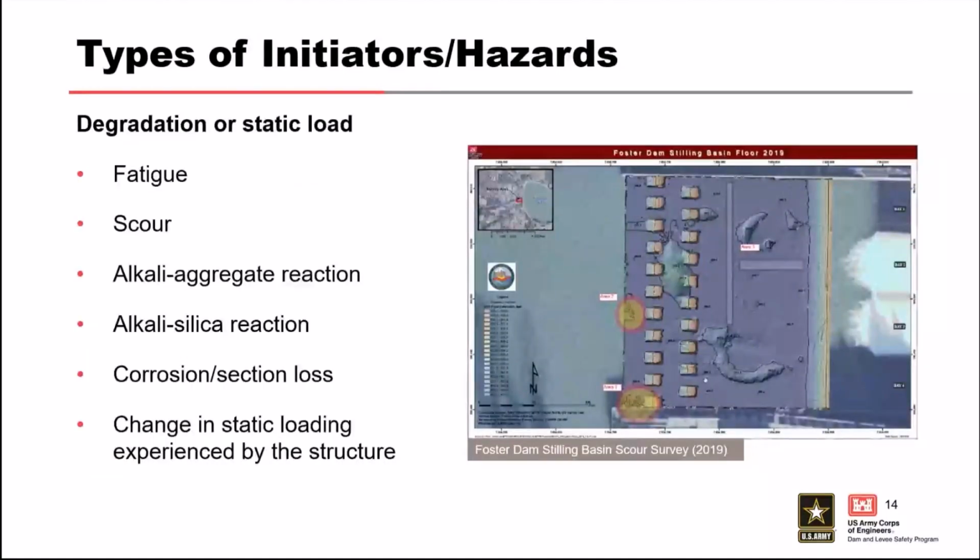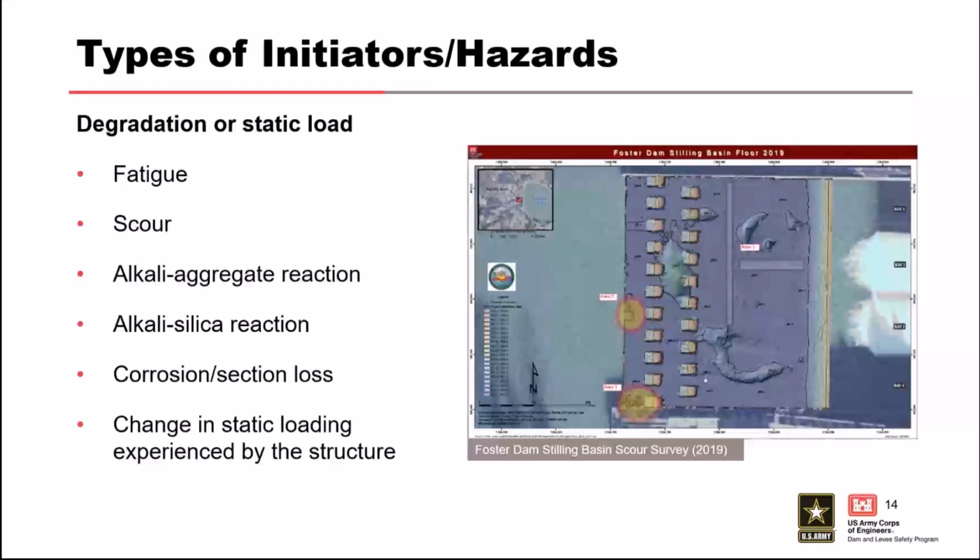A third type of initiator or hazard is degradation of one or more project components that leads to or contributes to failure or breach. Examples of degradation can include fatigue, scour, chemical reactions such as alkali aggregate reaction or alkali silica reaction, AAR or ASR, or corrosion or section loss that causes deterioration of a structure. Degradation can lead to a deteriorated condition such that a structure will fail under a routine operating load, or it can be a contributing factor to failure alongside a hydrologic or a seismic hazard.